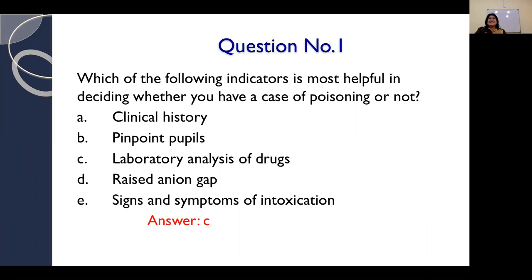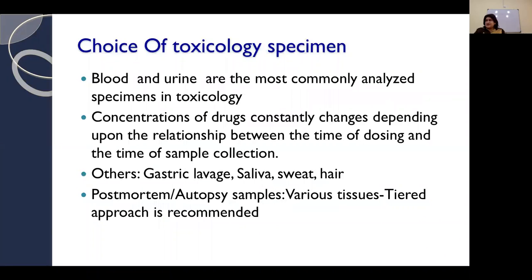The correct answer is C. So all of the options, as a group, are important in helping identify a case of poisoning. Yet the most important still remains the actual laboratory analysis of drugs. The choice of toxicology specimen is another important aspect. In our lab, blood and urine are the most commonly analyzed specimens, followed by gastric lavage, right? But in blood and urine, the concentrations of drugs constantly change depending upon the relationship between the time of dosing and the time of sample collection.